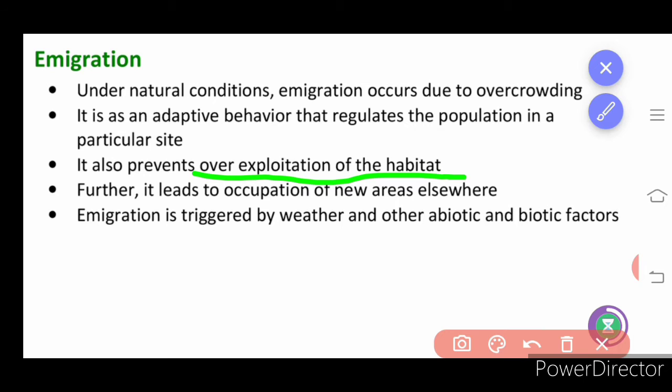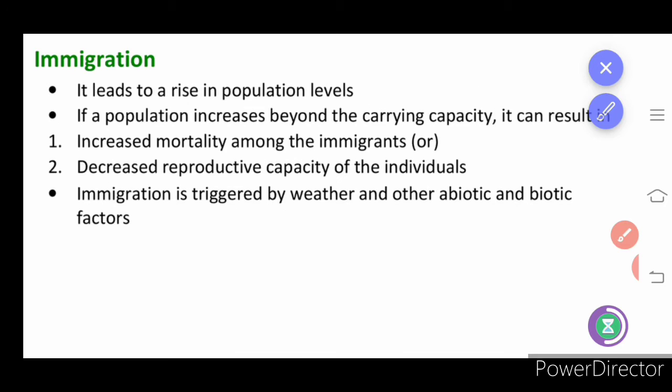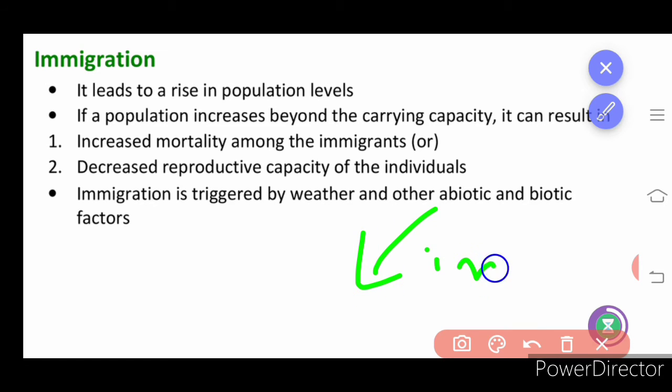Do you remember? Succession is moving to another place, where they make themselves adapted to the environment and live there. Further, it leads to occupation of a new area. Immigration is triggered by weather and other abiotic factors. Next, immigration leads to a rise in population level. Immigration is coming in; going out is emigration.